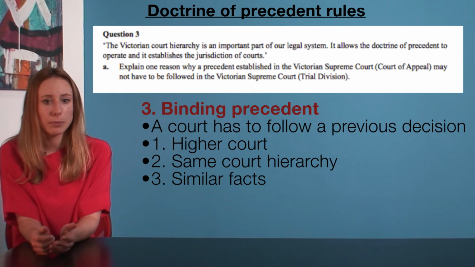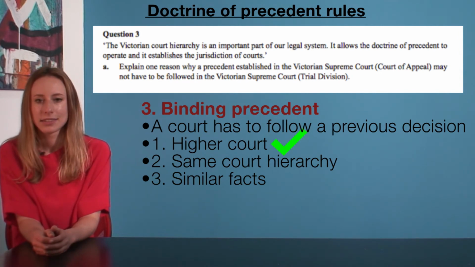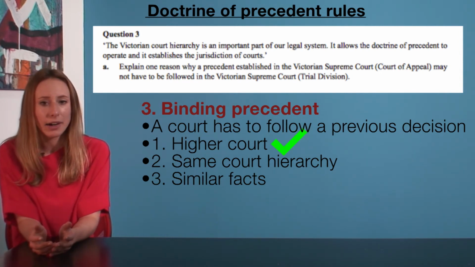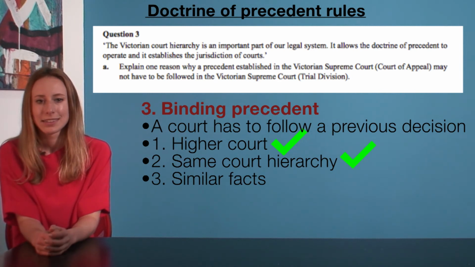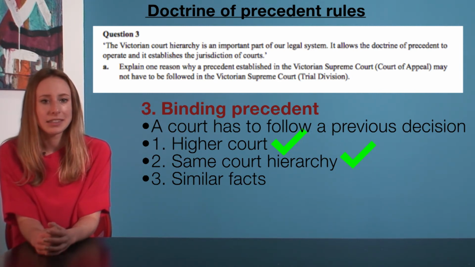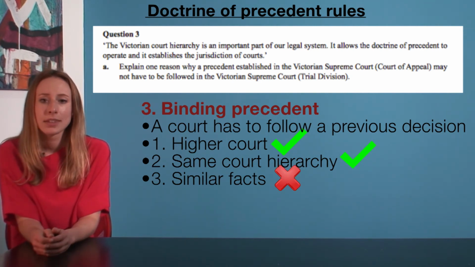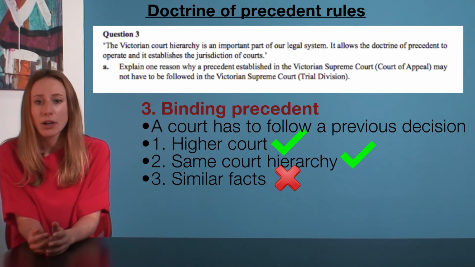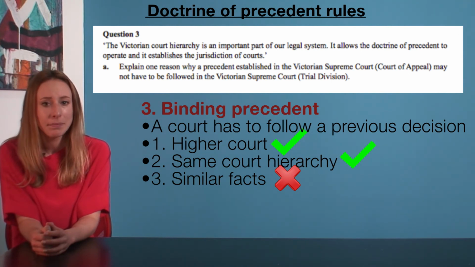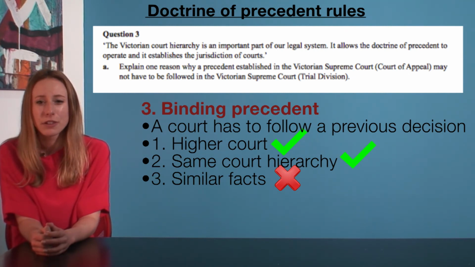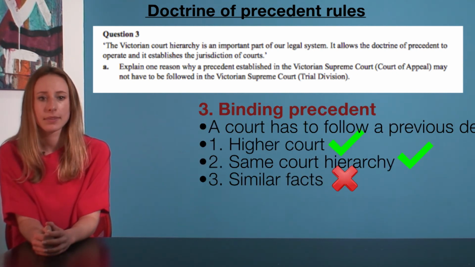Does the precedent come from a higher court? Yes. Does it come from within the court hierarchy? Yes. And are the facts from the precedent-setting case similar to the facts in the case at hand? We don't know, so that's our answer. The precedent may not have to be followed in the Supreme Court Trial Division because, while the precedent does come from a higher court within the same hierarchy, the facts may not be similar enough for the precedent to apply.